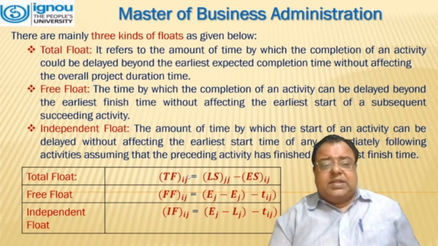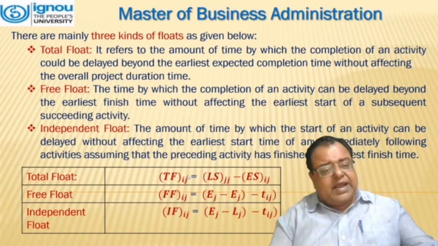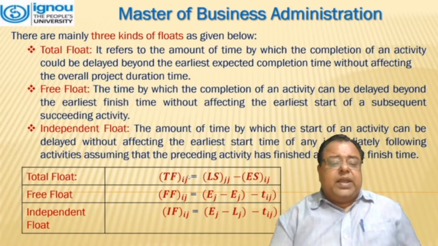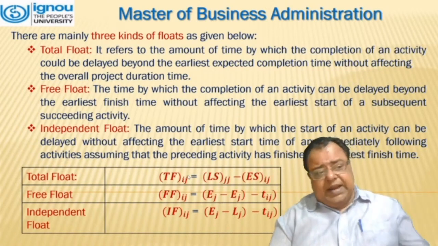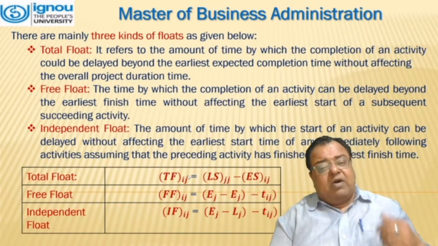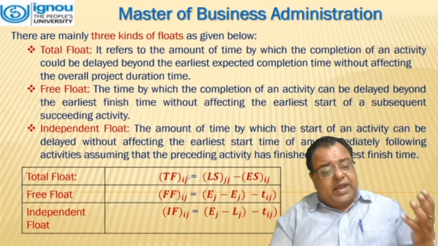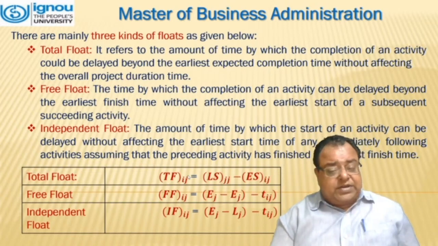Free float is the time by which the completion of an activity can be delayed beyond the earliest finish time without affecting the earliest start of a subsequent succeeding activity. And the third one is independent float, the amount of time by which the start of an activity can be delayed without affecting the earliest start time of the immediately following activities, assuming that the preceding activity has finished at its latest finish time.